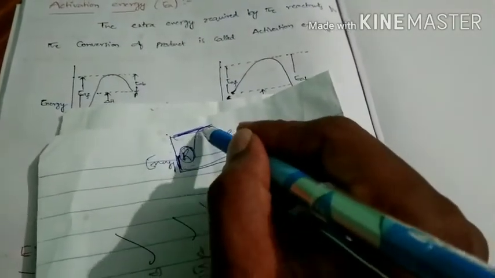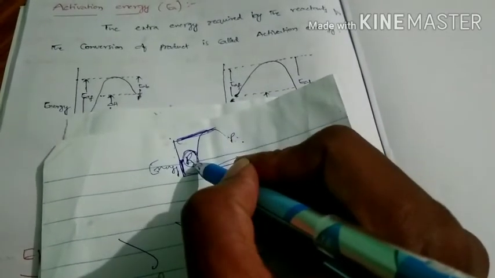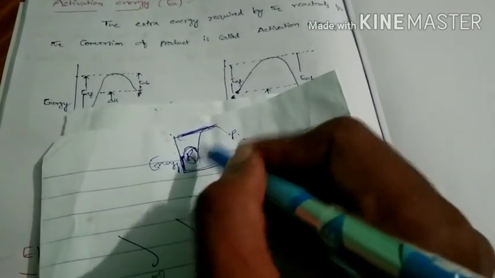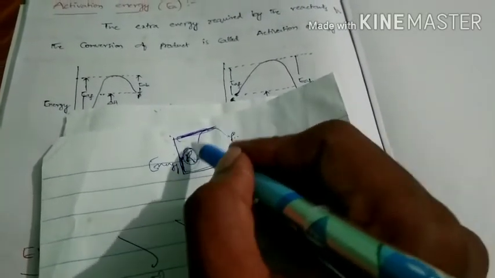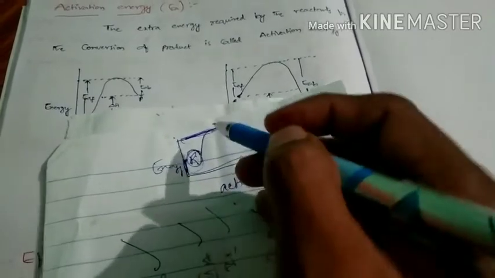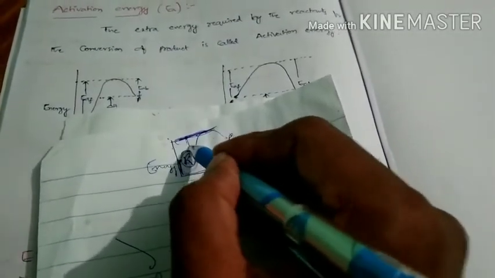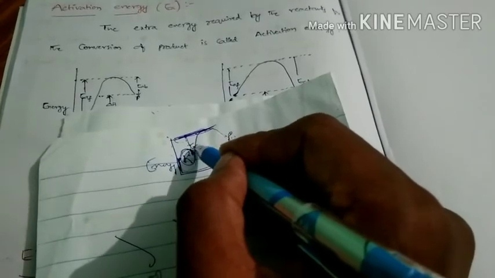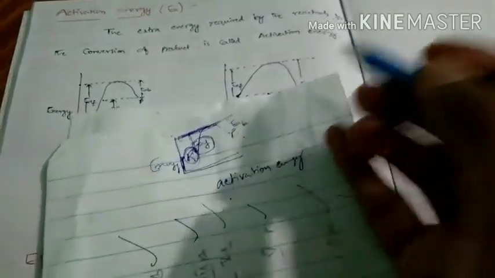When reactants are converted into products, that is forward reaction. When products are converted into reactants, that is backward reaction. I repeat once again, when reactants are converted into products, that is forward reaction. When products are converted into reactants, that is backward reaction. This is what activation energy is. So this is EAF, nothing but activation energy of forward reaction. This is activation energy of backward reaction.